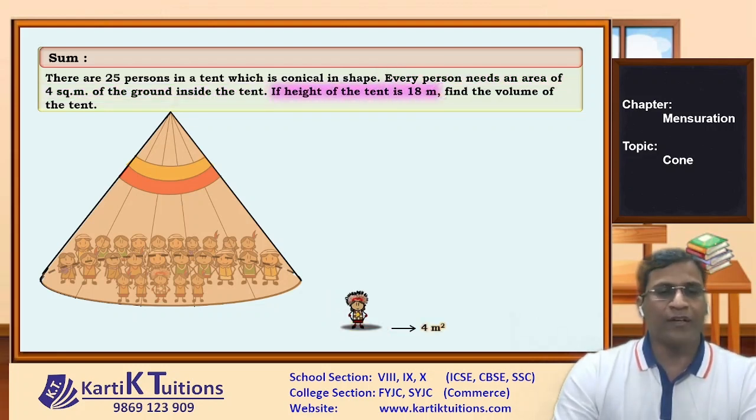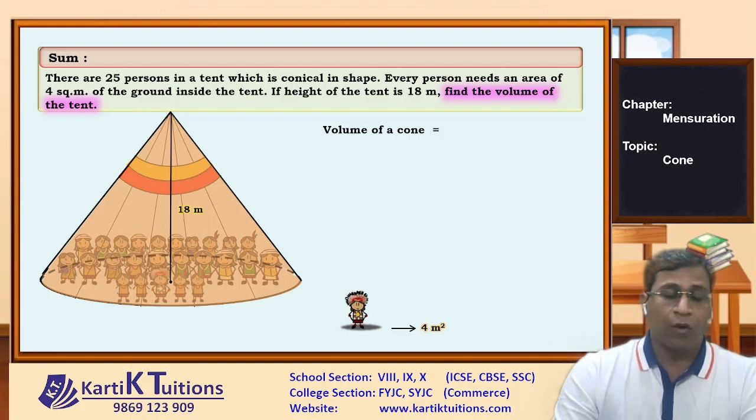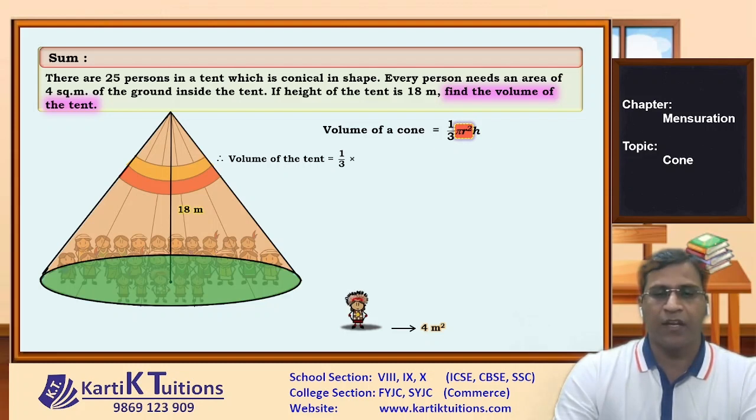If the height of the tent is 18 meters, meaning the height is given to us as 18 meters, we have to find the volume of the tent. Volume of the tent. Now what is the volume of a tent? That is volume of a cone. That is 1/3 pi r square h. Now what do we have from this? See, first of all, if you try to recollect the basic concept of volume, what is it? Volume of a cone is 1/3 into area of base into height.